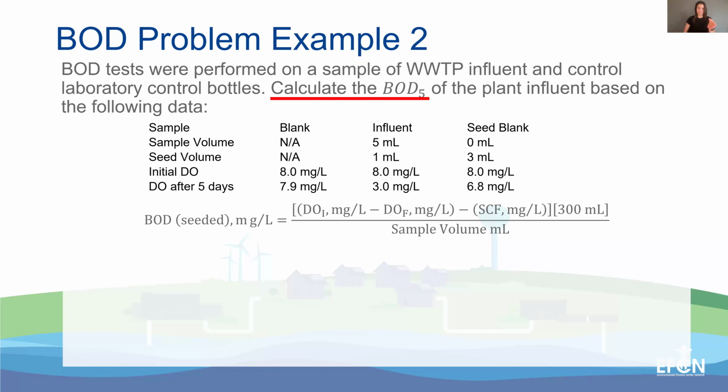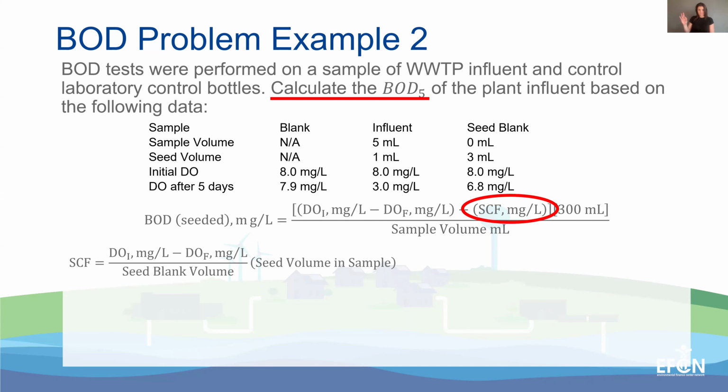The way that we calculate it, we already know what our initial DO and our final DO is, as well as our sample volume. But now we need to figure out how to take into account this SCF, which is our seed correction factor. Our seed correction factor is equal to the initial DO of the seed blank, the final DO of the seed blank, and the seed blank volume as it's analyzed.